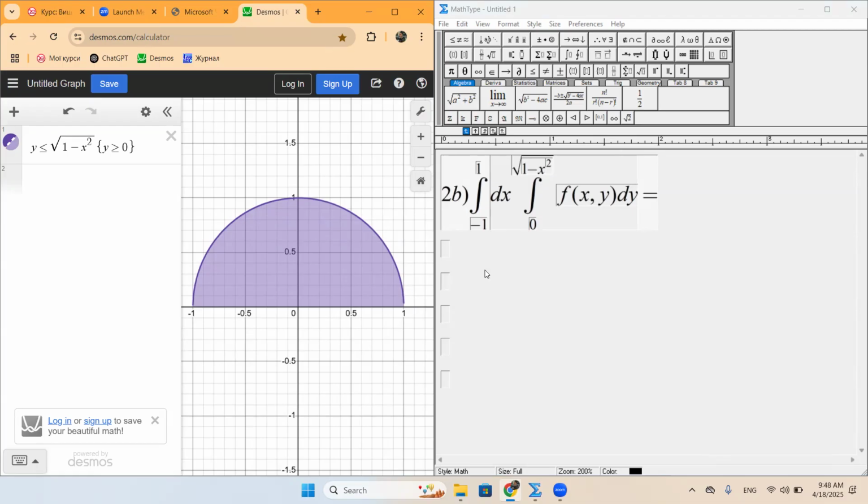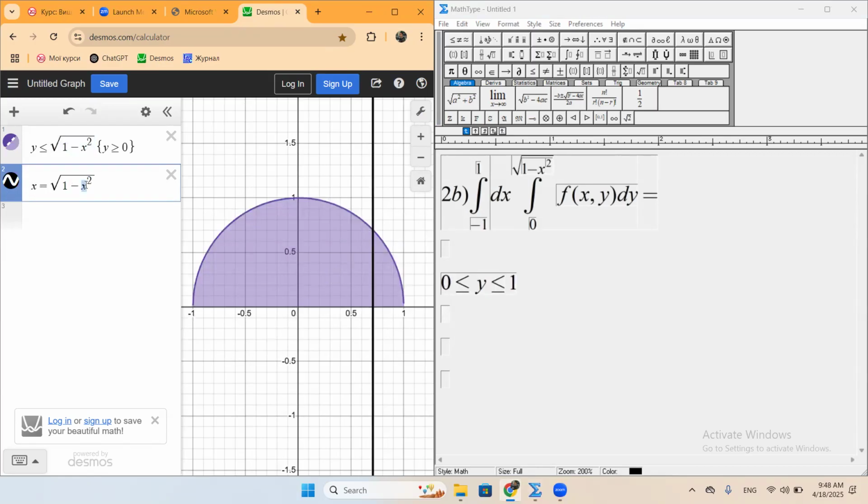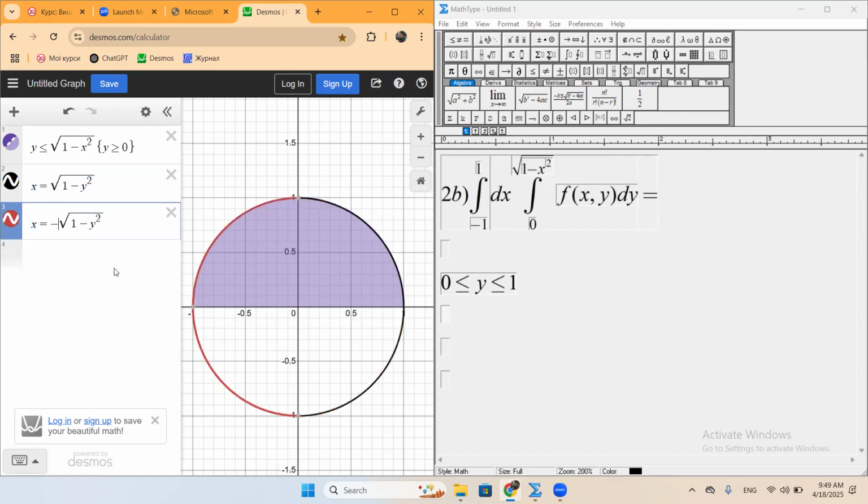So we need to express x via the y variable, and y just as an independent variable. So we can see from this plot that y changes from 0 to 1. And what about x? Actually, this is minus square root of y, and this is square root of y.